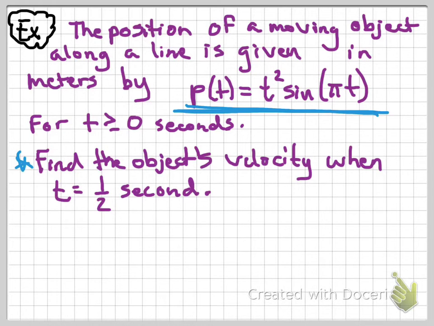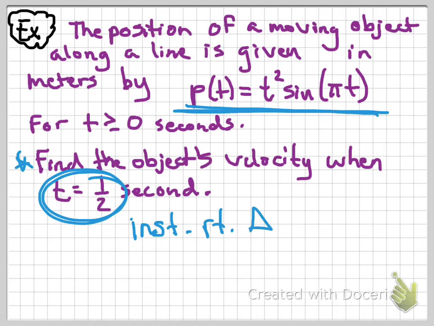So we have the position of some moving object given by this function, and we want to find velocity at time equals half a second, which is a moment in time. So this is definitely an instantaneous rate of change. I can tell it's an instant, which means I need a derivative. I need to find velocity, and if P of t is my function, then I need P prime.